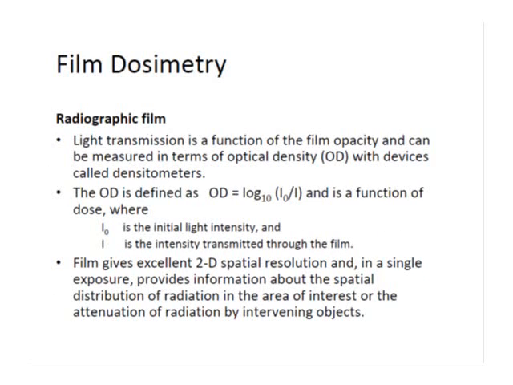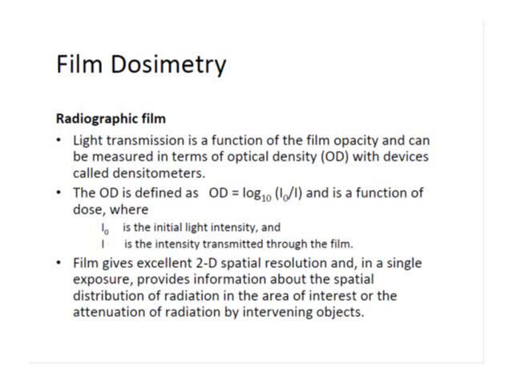Light transmission is a function of film opacity and can be measured in terms of optical density with devices called densitometers. So densitometers are small light-based reading devices. The light is transmitted across the X-ray film. The amount of transmitted light is based upon the darkness of the film. Optical density is defined as optical density equals log of I naught by I, where I naught is the initial light intensity and I is the received, that is the transmitted, intensity.